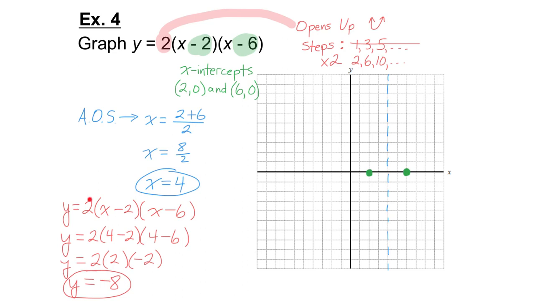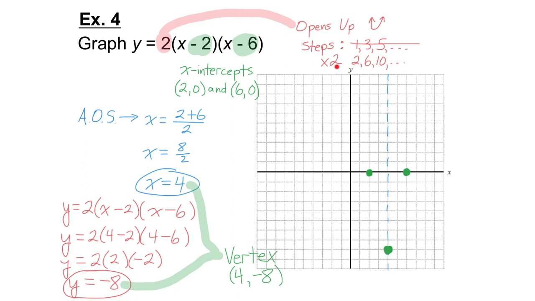So if I take my factored form equation and I plug in 4 for the value of x and do the math, 4 minus 2 is 2, 4 minus 6 is minus 2. Multiply these all together, I get minus 8. So now I know the vertex of this function is (4, -8). So now that I know the coordinates of my vertex, I can plot it on the grid.